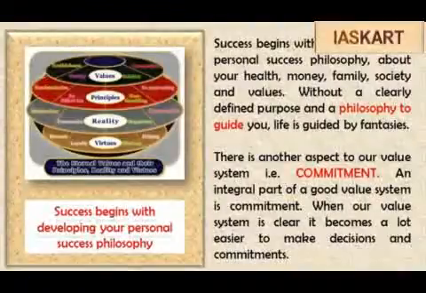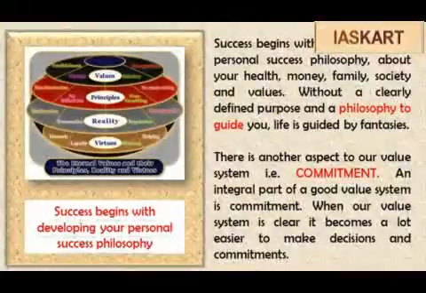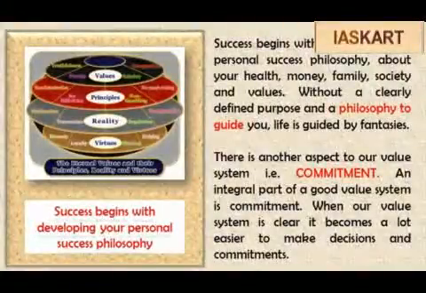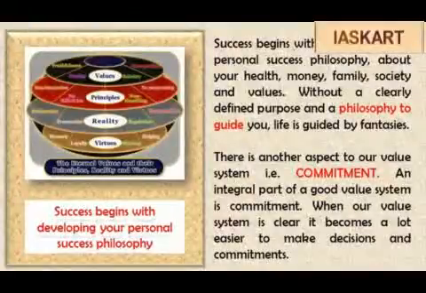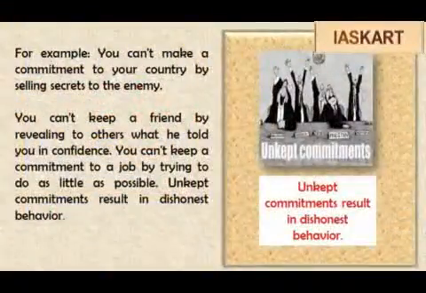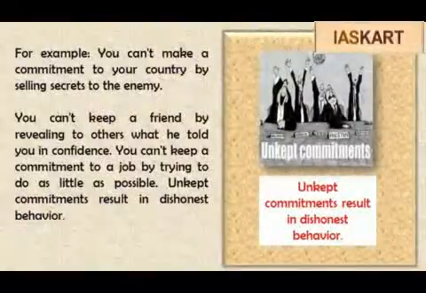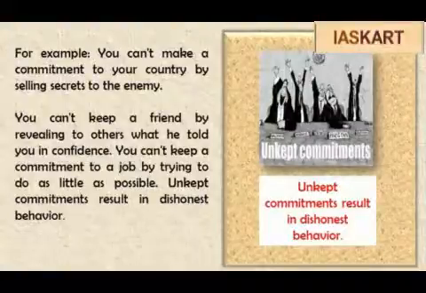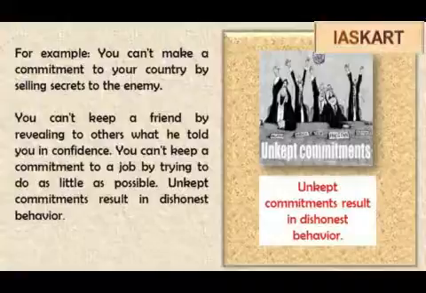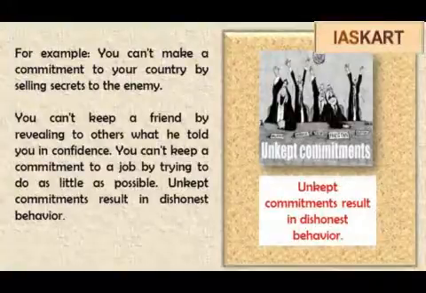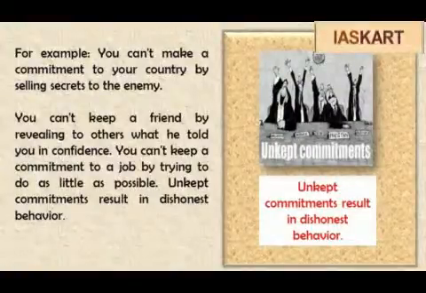There is another aspect to our value system, that is commitment. An integral part of a good value system is commitment. When our value system is clear, it becomes a lot easier to make decisions and commitments. For example, you can't make a commitment to your country by selling secrets to the enemy. You can't keep a friend by revealing to others what he told you in confidence. You can't keep a commitment to a job by trying to do as little as possible. Unkept commitments result in dishonest behavior.